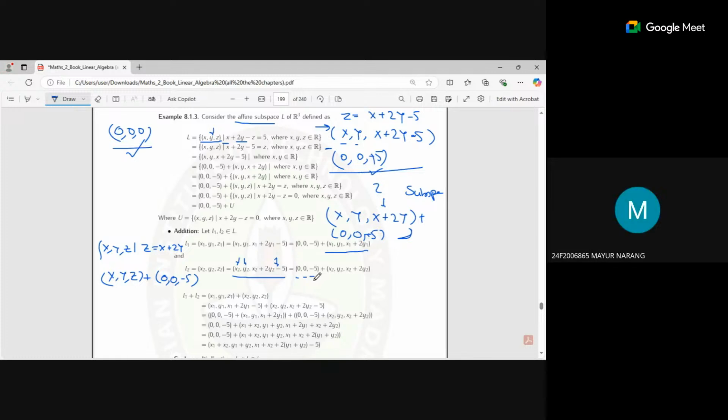Sir, what about the second? What they say is L is equal to. This L is an affine subspace. It is saying that all the points in this form are inside your affine subspace. Now it is telling you to find out your translatory point as well as the subspace. It is asking about that.